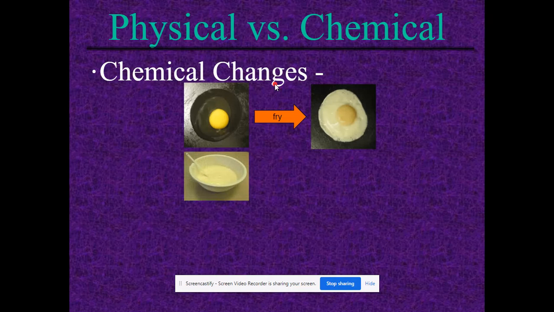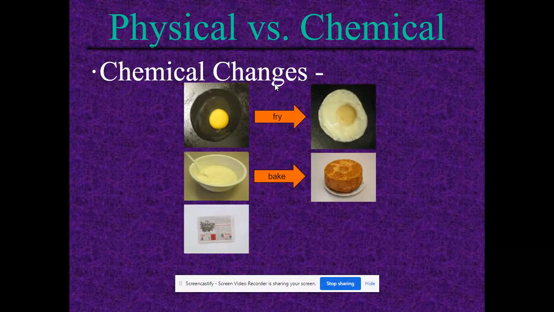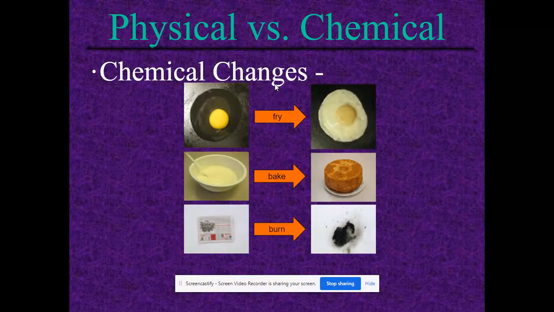That's a bowl of cake mix. You bake it, and you get a cake. So you actually change the properties of the substance to make the cake in this case. That's a piece of newspaper. You can burn the newspaper, and you're left with these charred remains. But it's definitely a different substance. It doesn't have the same mass as it had before.